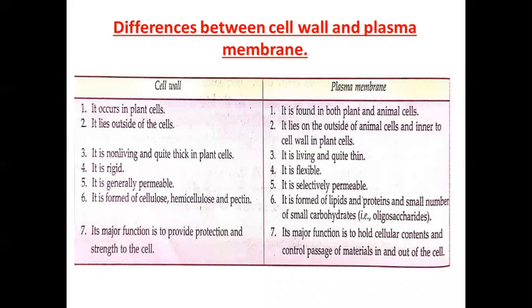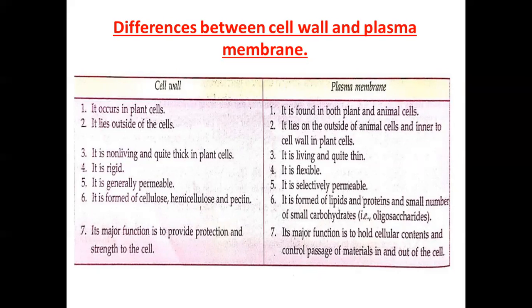So next is differences. What are the differences, children? Cell wall and plasma membrane, though we have covered both the topics, but we have to see what the differences are. The cell wall occurs in plant cells. The plasma membrane is found in both plant and animal cells. The cell wall in animal cells is absent, though it is peptidoglycan in bacteria and chitin in fungi. Clear? So we can't consider it a pure animal cell feature. In some insects also, sometimes it is present. Okay, I'm talking about the cell wall.